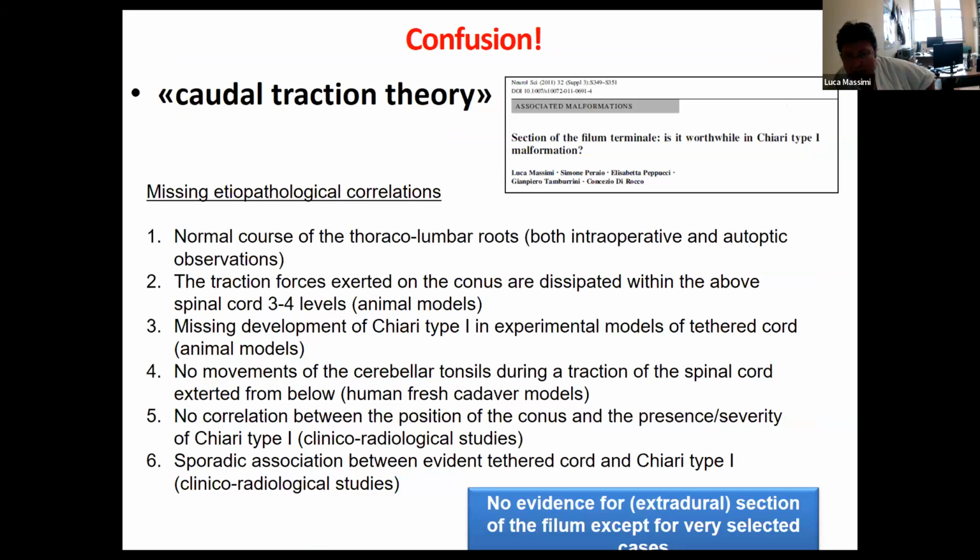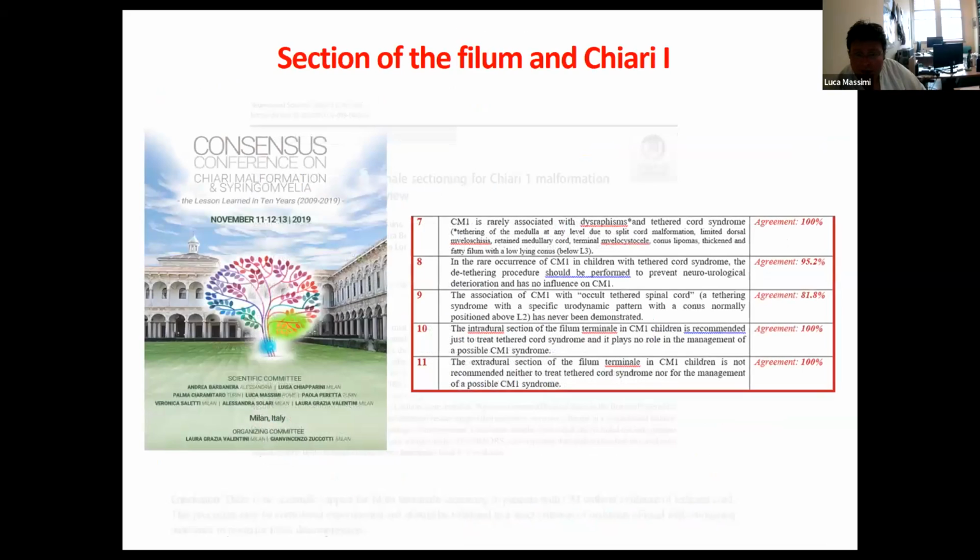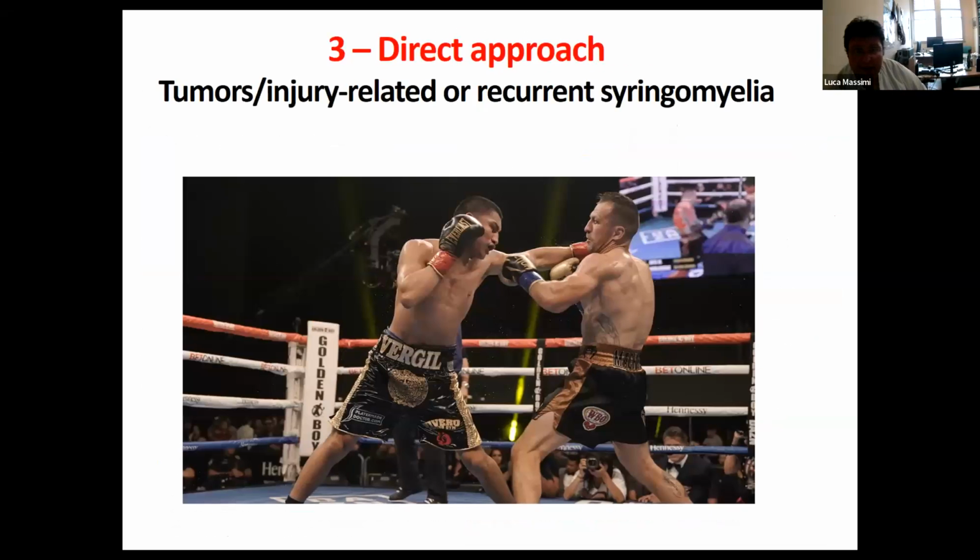The Chiari malformation is sporadically associated with the tethered cord. Of course, they can bring the Chiari and the tethered cord together, also a syringomyelia, but the section of the filum terminalis in this subset of patients, I mean Chiari malformation, syringomyelia, and tethered cord, is a different matter. So you can section the filum to resolve the tethered cord, but not to resolve the Chiari malformation. This was stated in the study also by the Brazilian Society of Neurosurgery, and it was clearly affirmed also in the aforementioned consensus conference with an agreement of 100% in the two items.